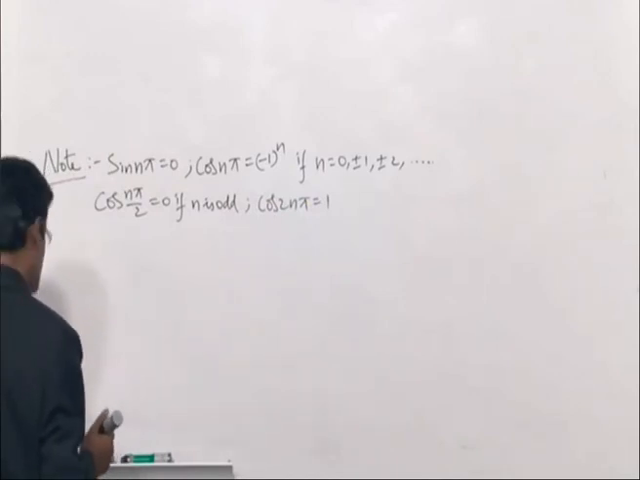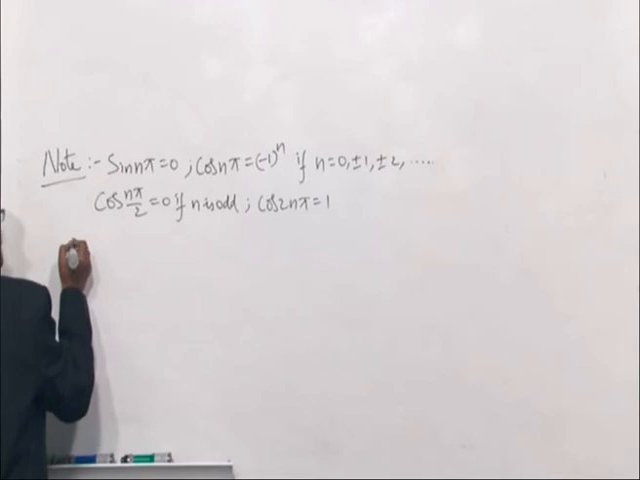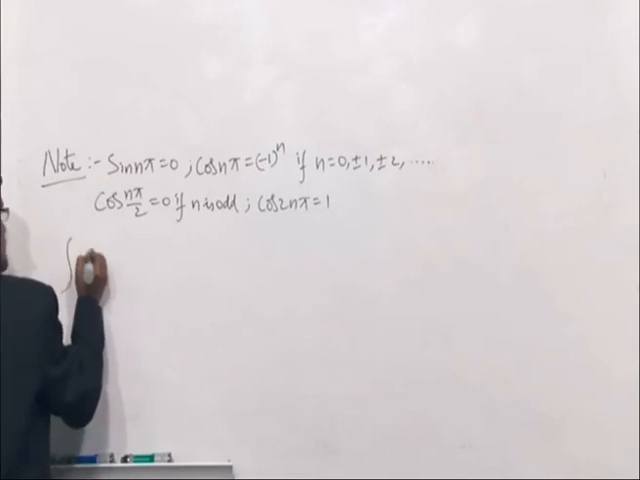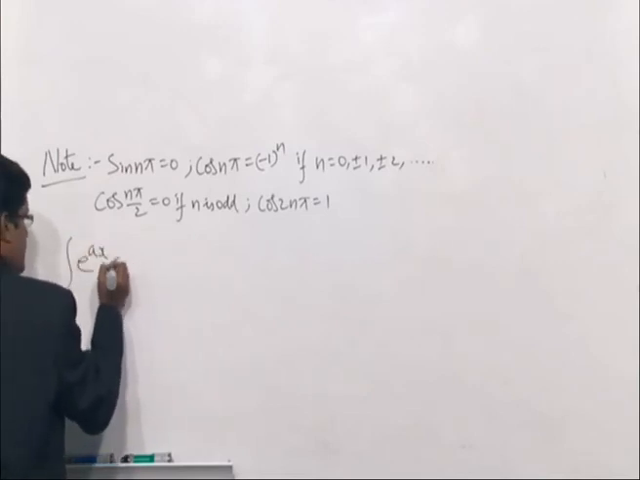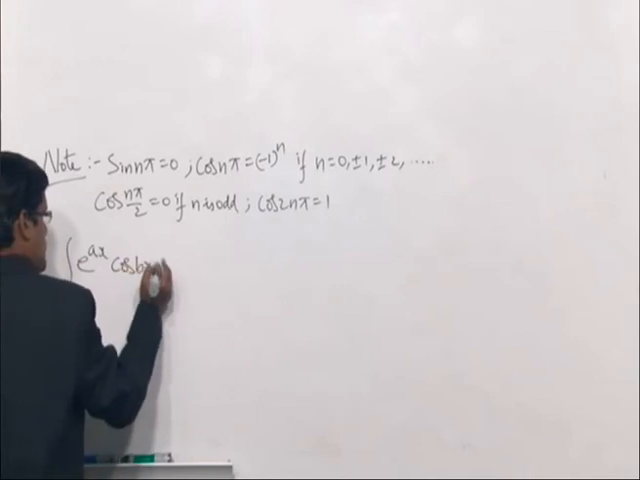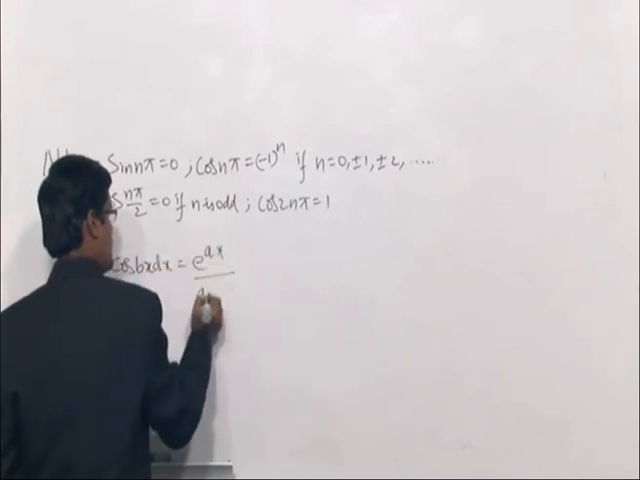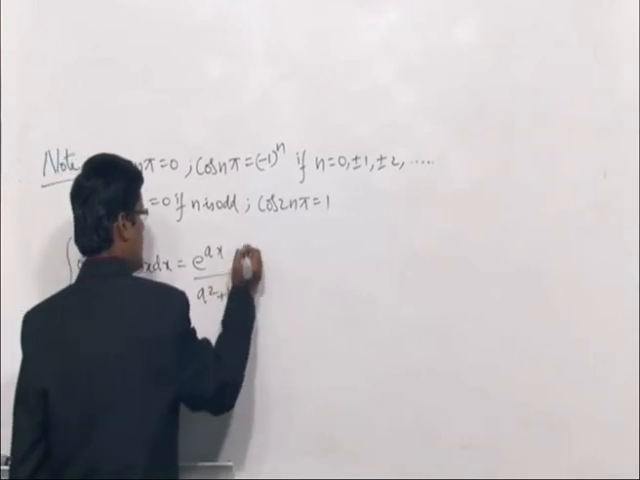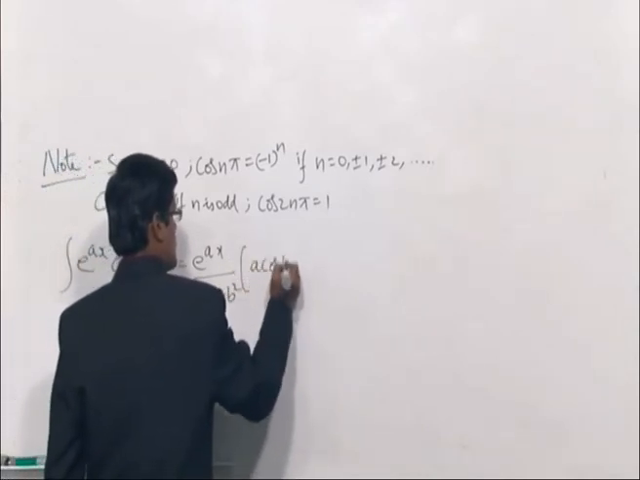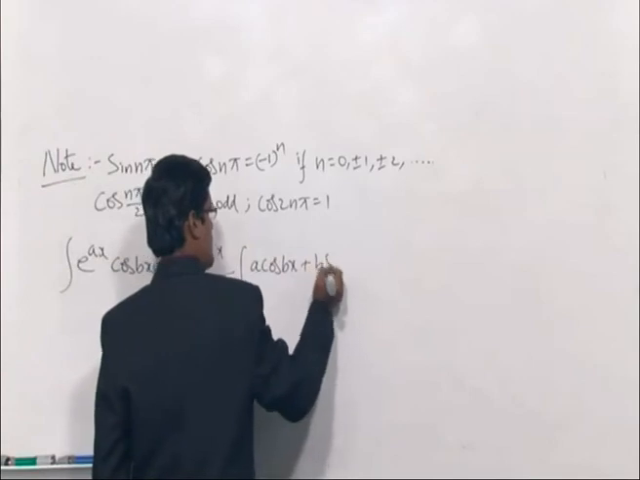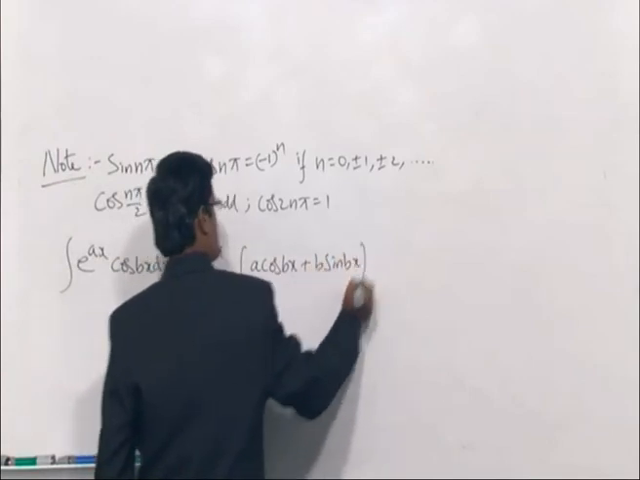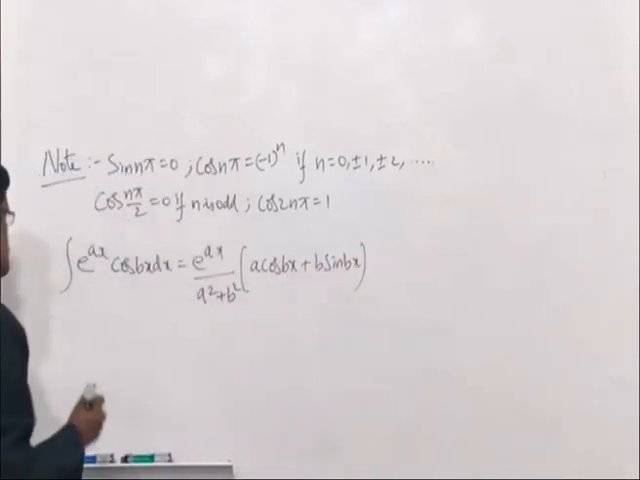Next, some integrations you will also be getting. The integral of exponential ax cos bx dx is equal to exponential ax by (a square plus b square) times (a cos bx plus b sin bx). These are already given. And sometimes you should remember integration by parts also.